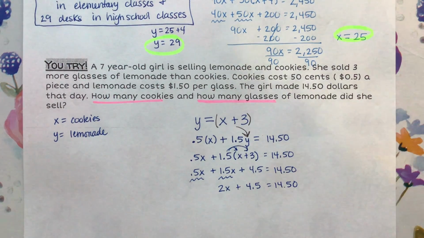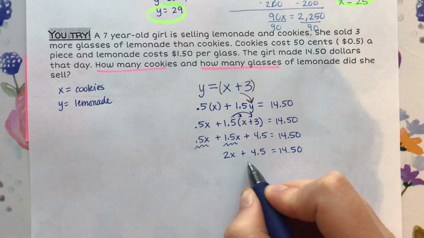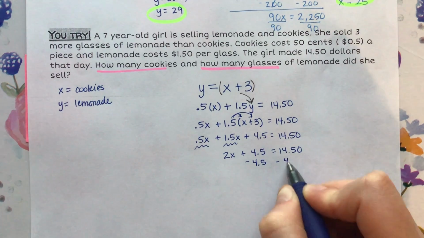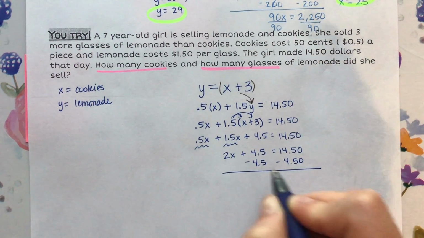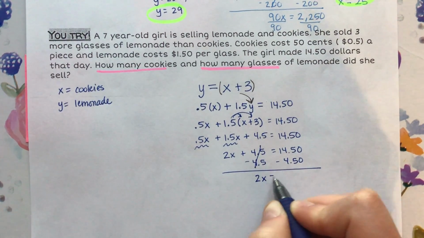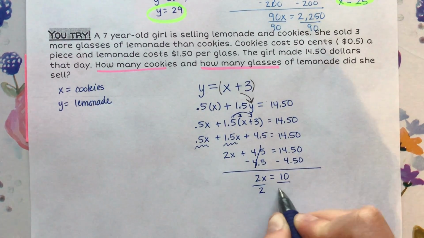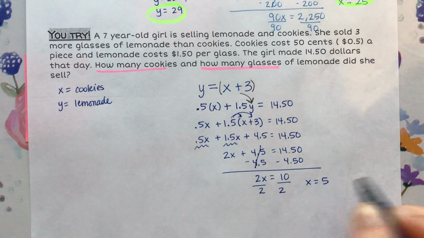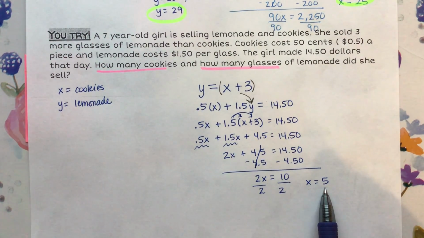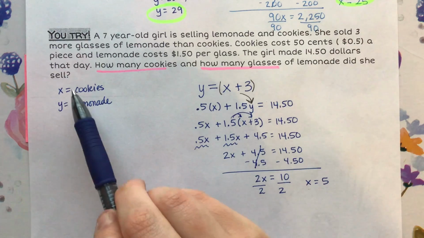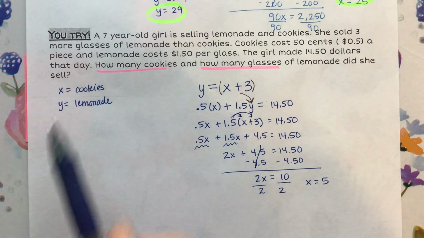And we're continuing to isolate the x. So now I'm going to subtract 4.5 from both sides. So that gets me 2x is equal to 10. Divide by 2, x is equal to 5. So what does this x equals 5 represent? It means she sold 5 cookies.